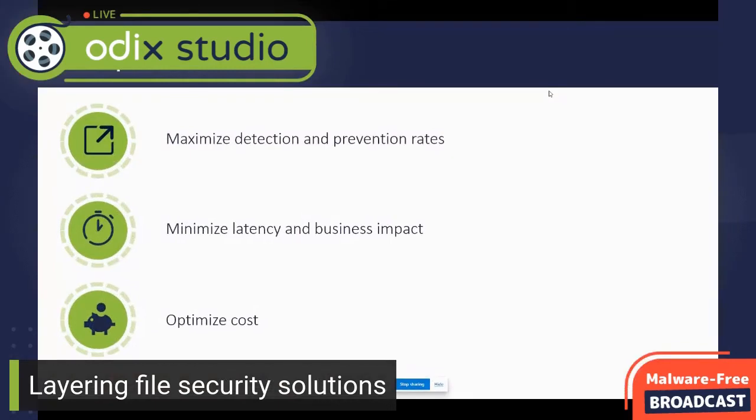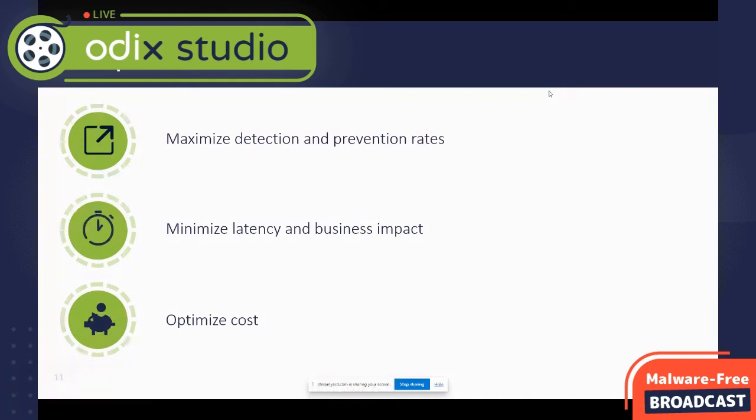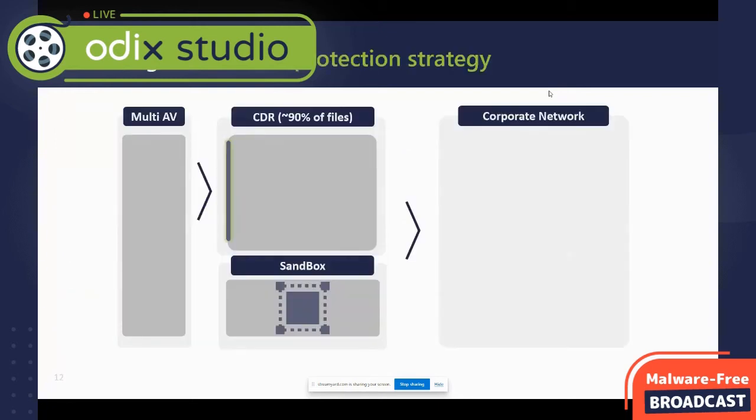So knowing what we know about all these methods, we can try and connect all of them to create an effective file security strategy when our goals are to maximize detection and prevention rates. Of course, to minimize latency and business impact, so users won't need to wait an unreasonable amount of time for their emails to arrive, etc. And of course, as always, to optimize cost, because we need to show an ROI for everything that we do.